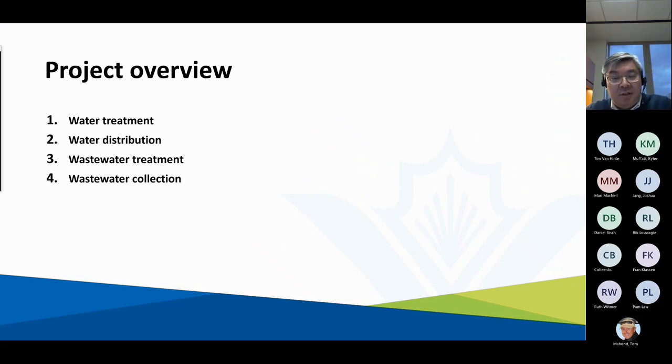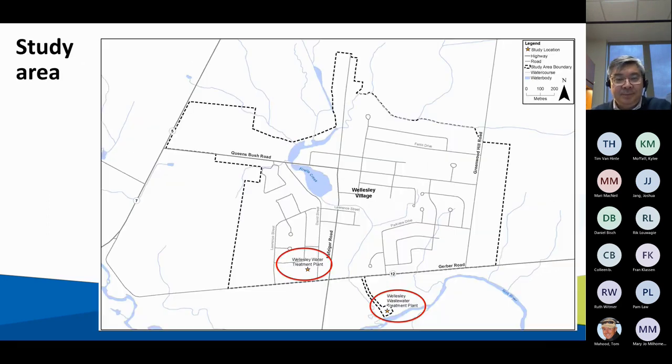The objective of this project is to develop a long-term plan for the water and wastewater infrastructure in the village of Wellesley. To meet these objectives, we will review population forecasts, look at the condition of our existing water and wastewater treatment assets, such as treatment plants and pipe networks, and we'll review opportunities for water supply and wastewater servicing in the village of Wellesley. Next slide, please.